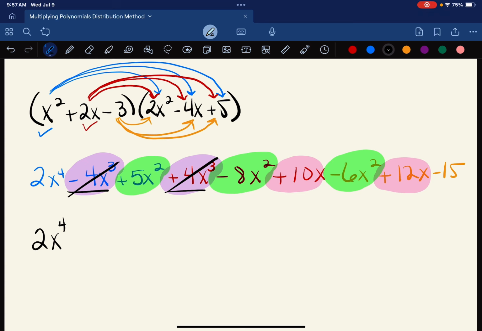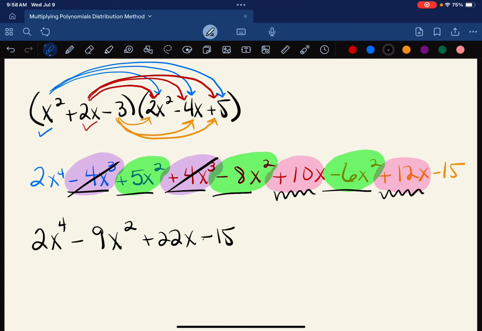Then I also have 5x squared minus 8x squared minus 6x squared. So when I combine my two negatives, negative 8 minus 6 gives me negative 14. And then I add my 5x squared, so that gives us negative 9x squared. So minus 9x squared. And then I have my plus 10x plus 12x. That gives me plus 22x. And then I finish off with my minus 15 there at the end.